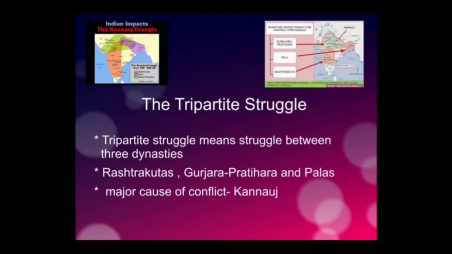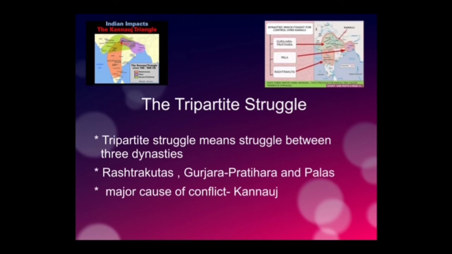Our next topic is the tripartite struggle. During the early medieval phase of our history, the Rajput rulers and the non-Rajput rulers who ruled over the Deccan area were constantly at war with each other, and the major cause of this war was Kannauj. You know why? Because Kannauj was situated in the Ganga valley, and this region was very fertile and prosperous. For centuries, the rulers of the Gurjara-Pratihara, Rashtrakuta, and Pala dynasties fought for control over Kannauj.